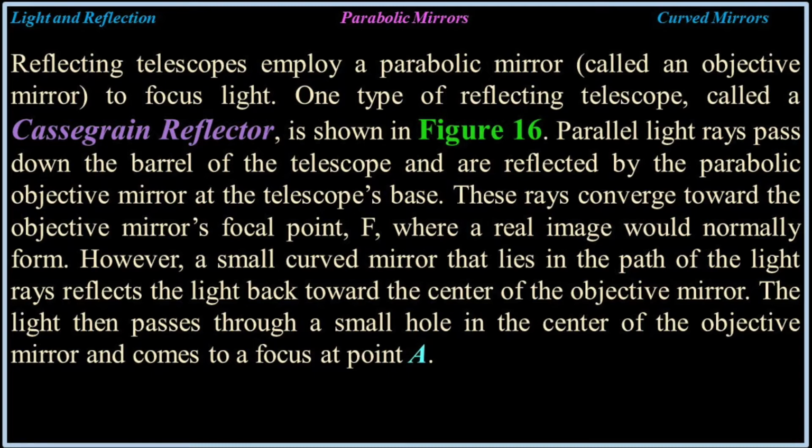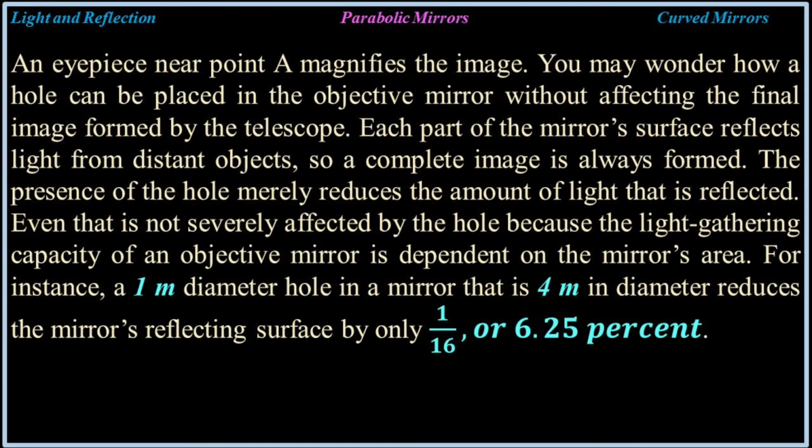However, a small curved mirror that lies in the path of the light rays reflects the light back towards the center of the objective mirror. The light then passes through a small hole in the center of the objective mirror and comes to a focus at point A. An eyepiece near point A magnifies the image.